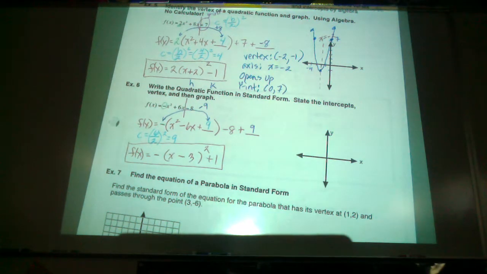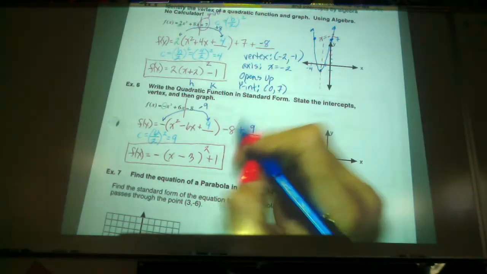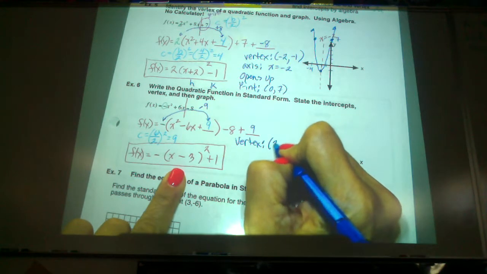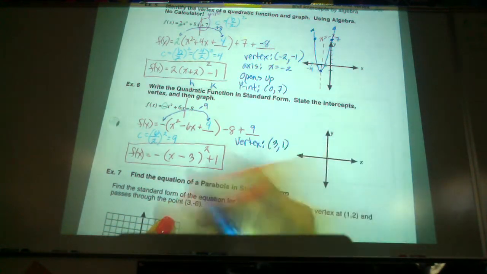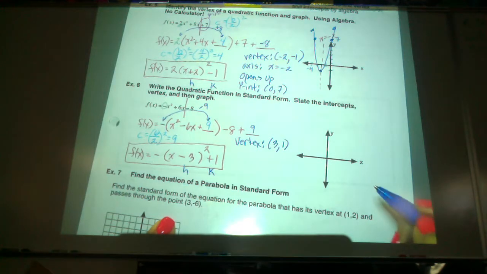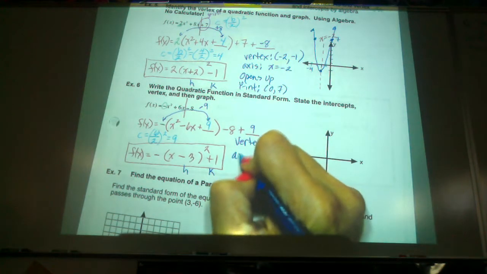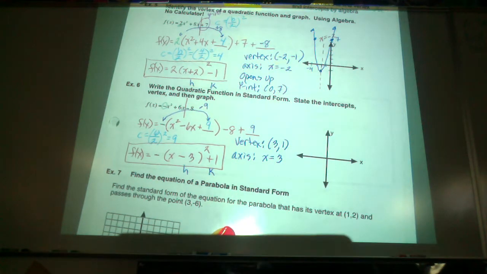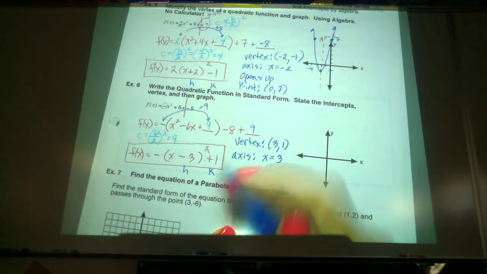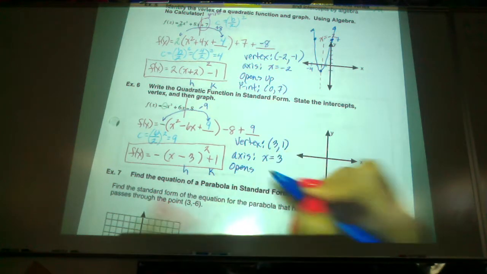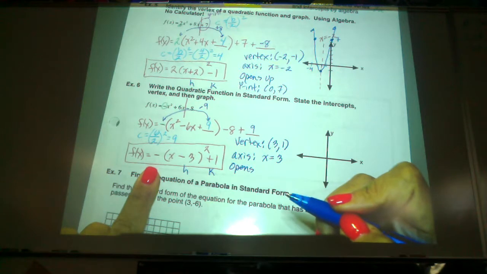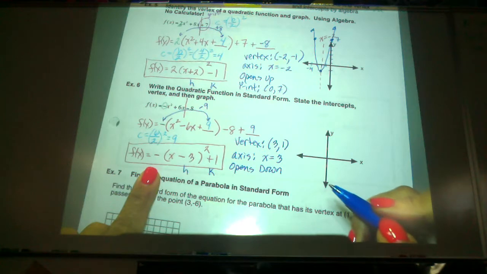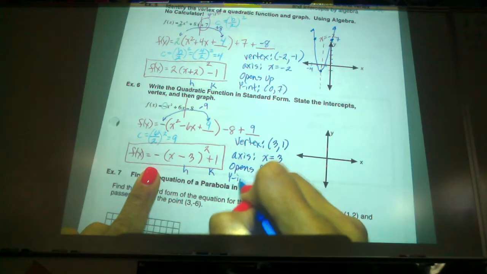From there we can start to gather information. What is my vertex? Opposite sign, 3, same sign, 1 is your h and your k. What is my axis? x equals 3. Does this open up or down? Look at what's out in front of the parentheses. It's negative, so it opens down.